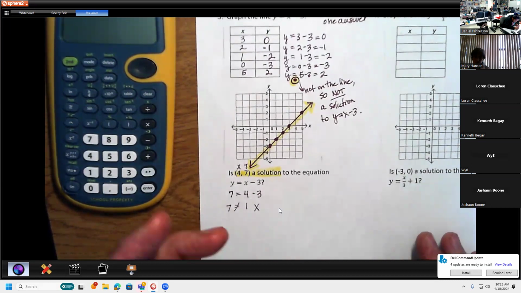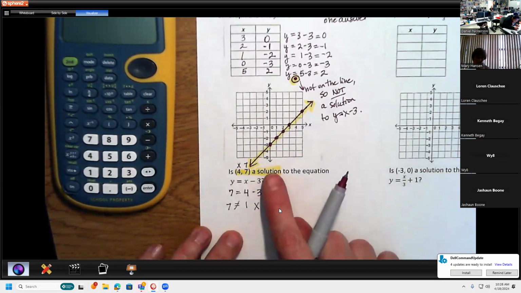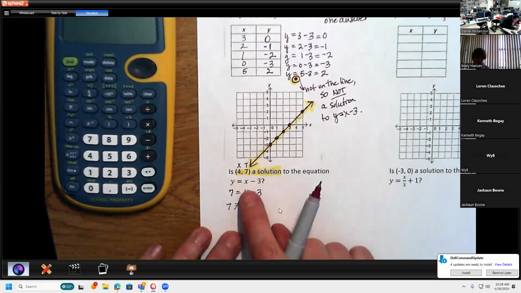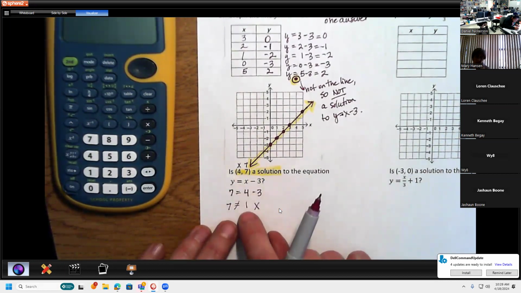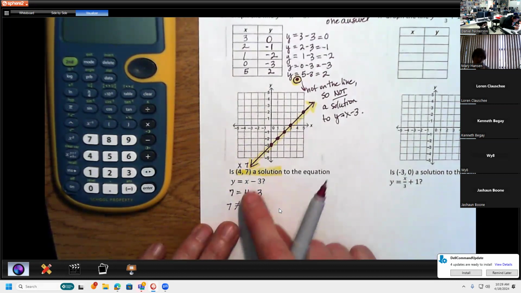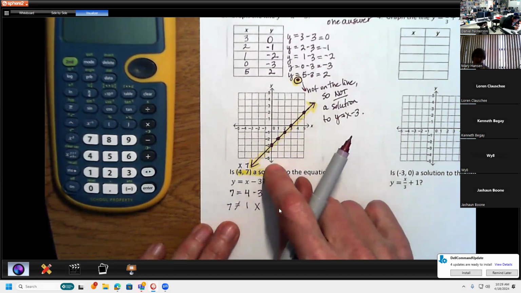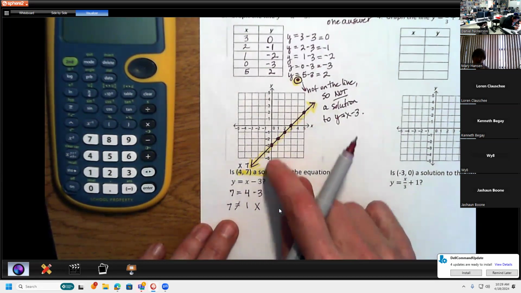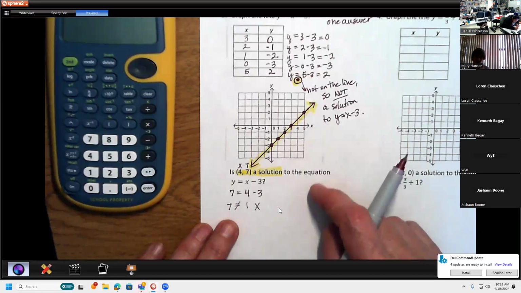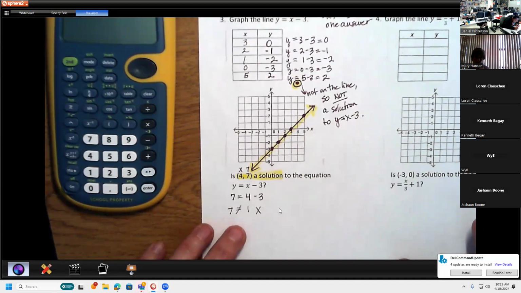Okay, so there's a couple ways to answer these questions that are below the graphs. You can substitute it into the equation and say, does it make a true statement? If it does, it is a solution. Or you can look at your graph and say, is that point on my line? If you can answer yes, then it is a solution. If not, then the answer is no. Okay.